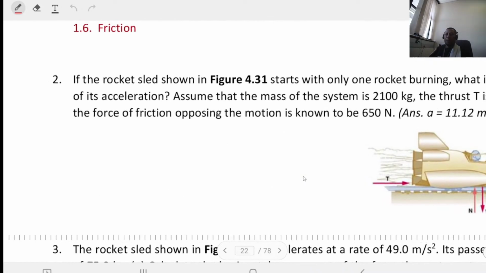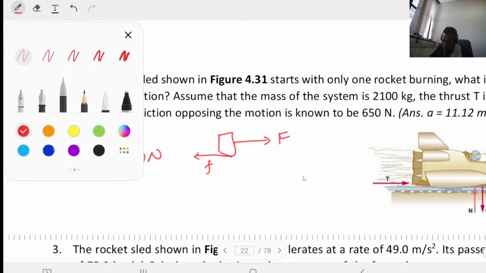What we wanted is, there is an applied force, F applied, which is because of the thrust, T. And the force due to friction, which is always negative, remember, is 650 Newton. If I make this just like an object, a ball, this is the applied force, and the friction is always backward. This is the small force. And the whole system accelerates forward.